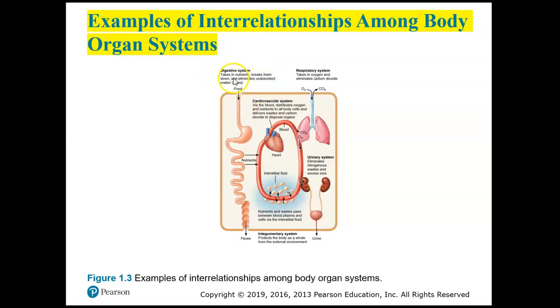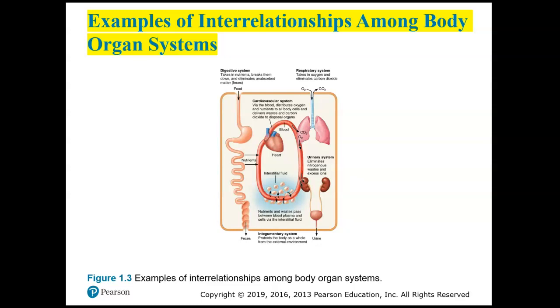The cardiovascular system is tied into that because the food molecules that are broken down into nutrients like glucose and amino acids are absorbed into our blood, and then our cardiovascular system, through our blood vessels and our capillaries, transports those nutrients to the cells of our body, because all of our body cells are going to need those nutrients.